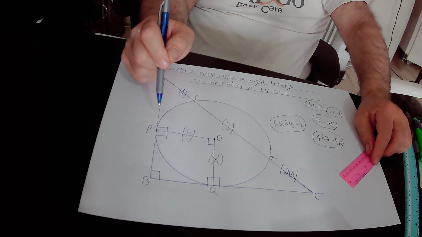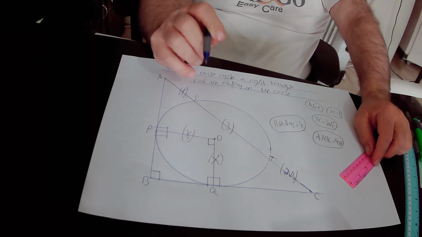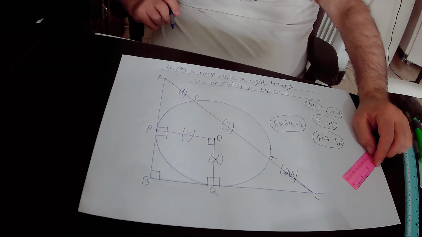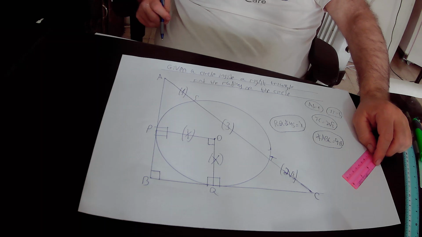So inside this quadrilateral POQB, we have 4 right angles. And any quadrilateral that has 4 right angles must be at least a rectangle, if not a square.